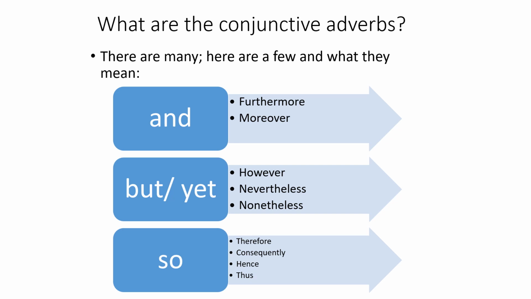So indicates a result or a consequence. And there are these four conjunctive adverbs that we could use in place of the word so. Therefore, consequently, hence, and thus.